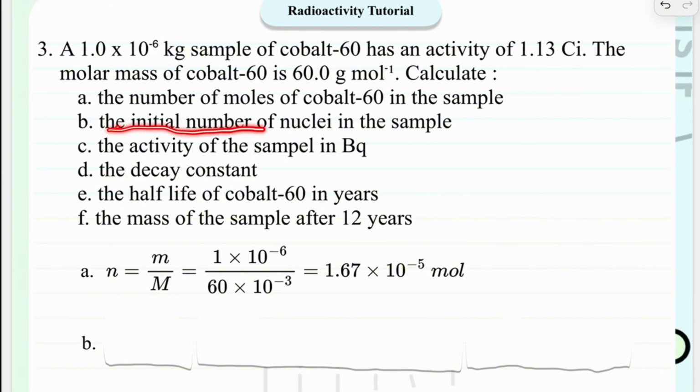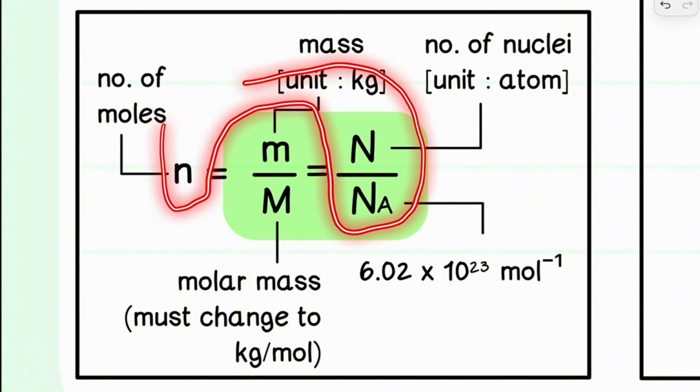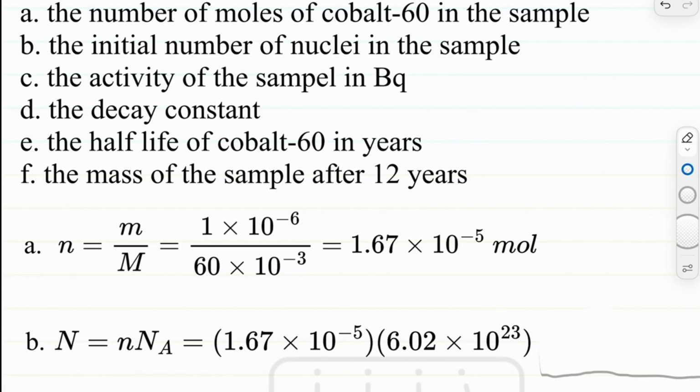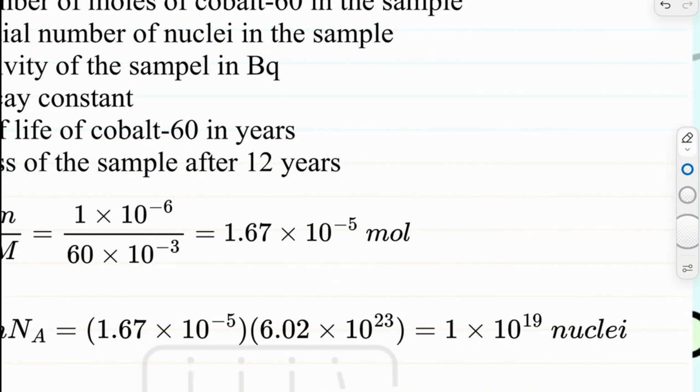B, the initial number of nuclei in the sample. The number of nuclei can be represented by the capital letter N. We're going to use this equation, rearranged, so N equals the number of moles times Avogadro's constant: 1.67 times 10 to the power of negative 5 times 6.02 times 10 to the power of 23, and the answer is 1 times 10 to the power of 19 nuclei.